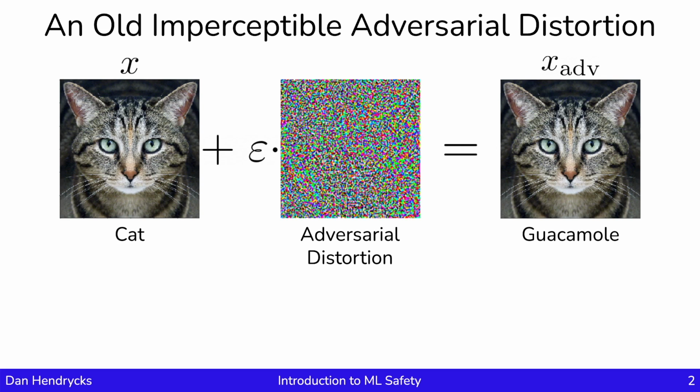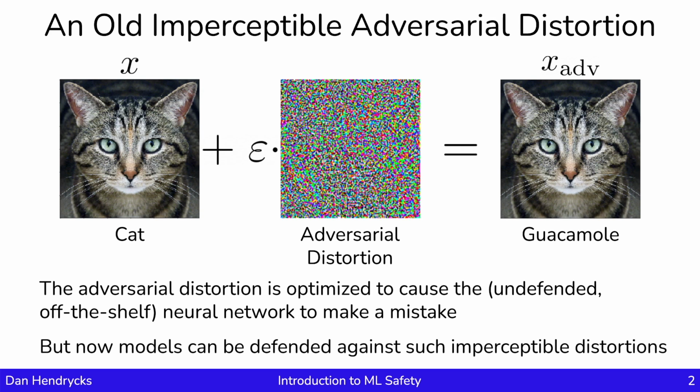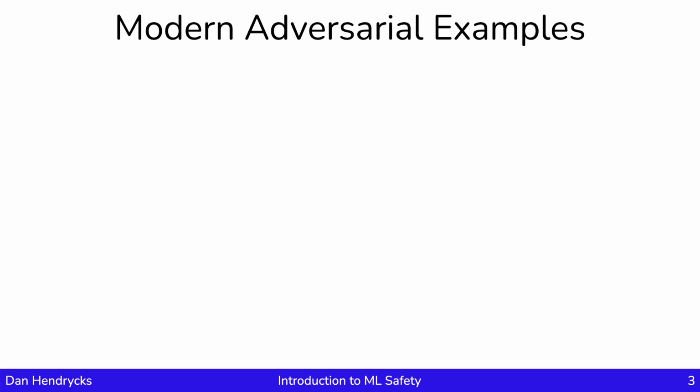The adversarial distortion, by the way, is carefully crafted. It's not random noise. This picture is accurate for undefended off-the-shelf models, but today's models actually are fairly robust to adversarial distortions that are that small. Models can now be defended against imperceptible distortions. In contrast, modern adversarial examples have perceptible changes.